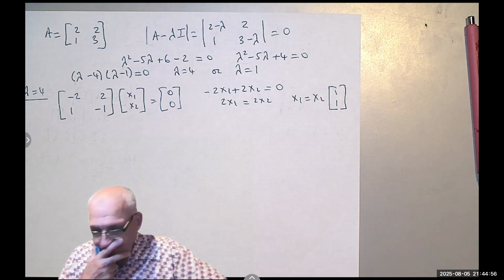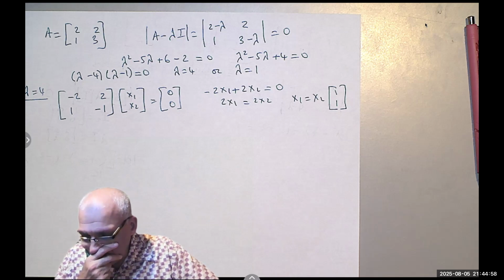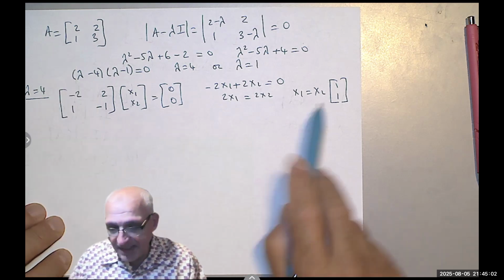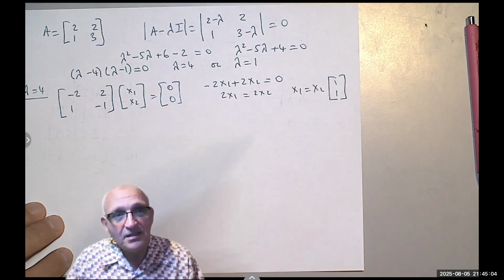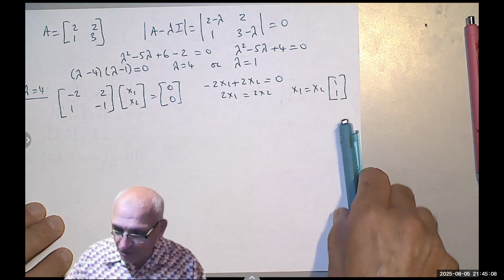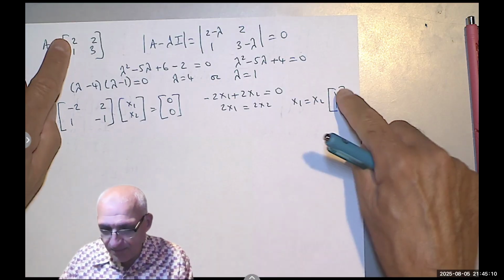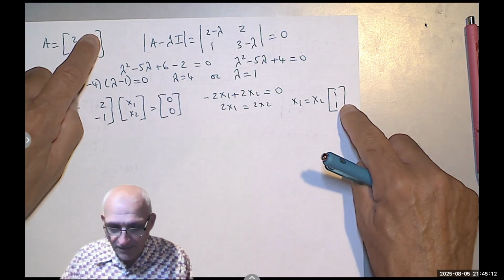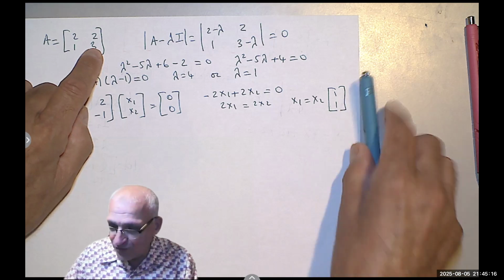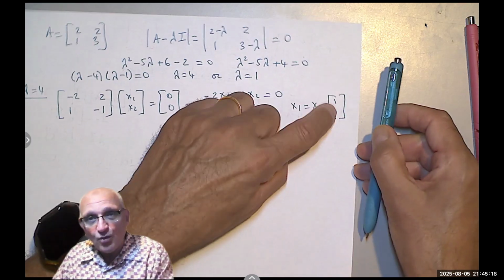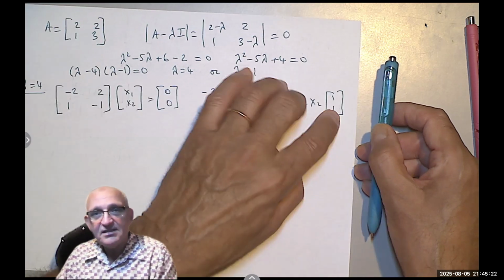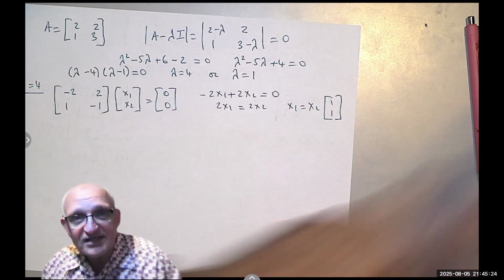Okay. Now, if I take this matrix and multiply it by 1, 1, do you see what will happen? I will get a new vector. 2 times 1 plus 2 times 1 is 4. 1 times 1 plus 3 times 1 is also 4. So I get 4, 4. Notice, this is 1, 1. But when I multiply this matrix by it, I got the same vector again.